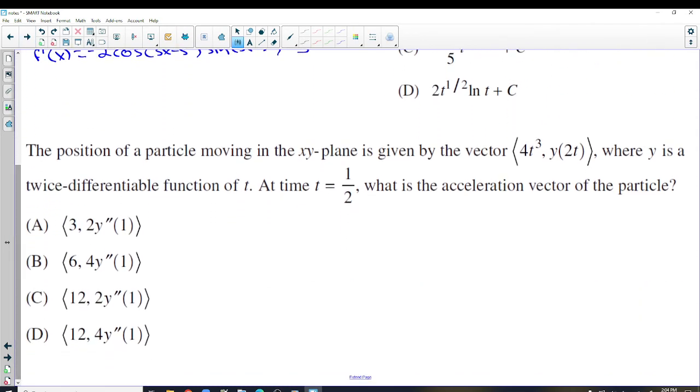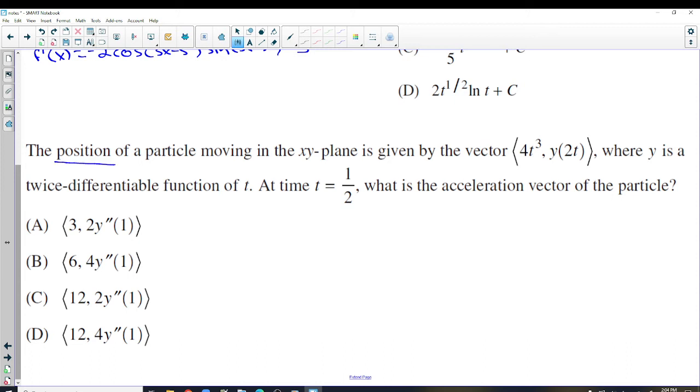The position of a particle moving in the xy plane is given by the vector. We haven't talked about vectors for a long time. We will tomorrow, and then the third topic for this is going to be polar, where y is a twice differentiable function of t. At time t equals 1/2, what is the acceleration vector of the particle? And I thought this was an interesting way to ask this question.